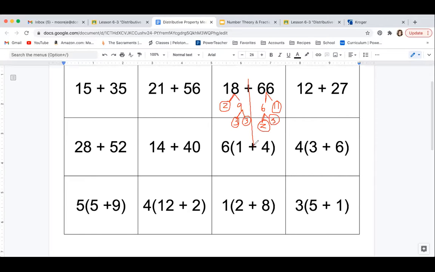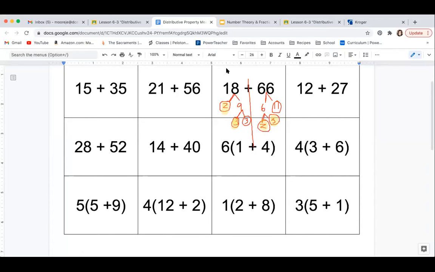So if I were comparing these two numbers, what do you see now that they have in common? So this was a 2 and 3. 2 and 3. What does 2 and 3 make together? 6, right? So 6 is what they share. So if I took a 6 out of 18, what can you see is left over? 3. 3 is left over. And if I took 6 from 66, what's left over? 11. You got it.